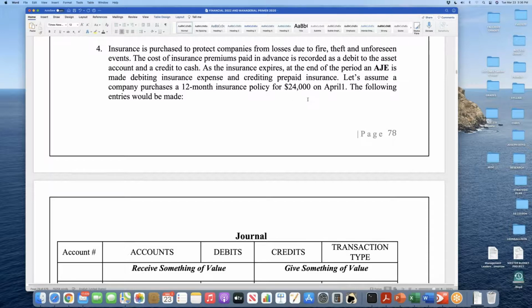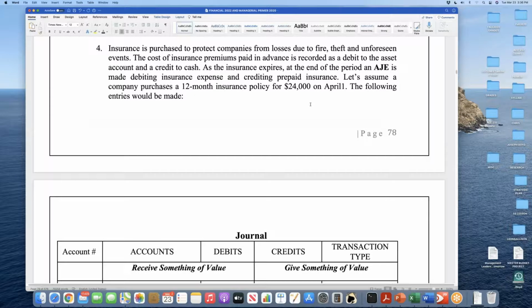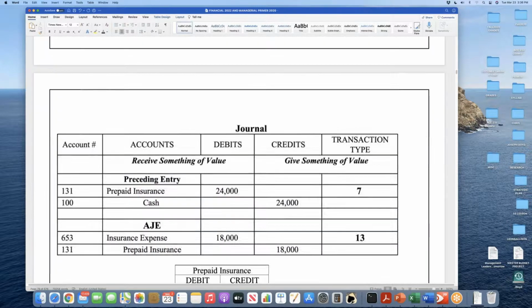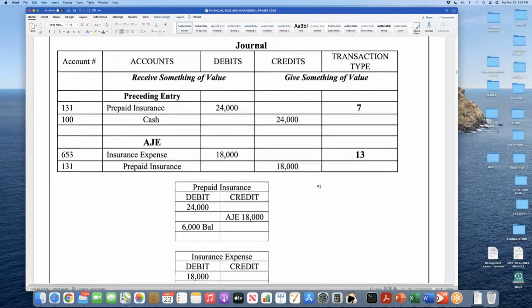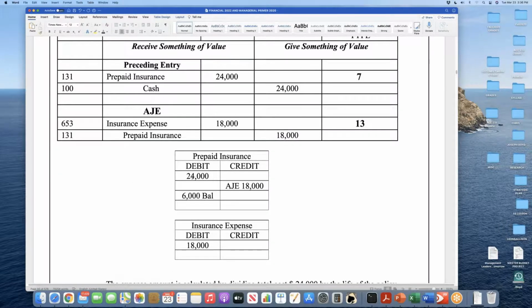So how much of the insurance has expired? It was at the rate of 2,000. 18,000. Thank you. So all you do, you debit insurance expense, credit prepaid insurance, 18,000. So you had 24,000 in the account. 18,000 expires. You got 6 at the end. So here, the asset is going away by time. With supplies, it was usage. Here is time with a set amount going each period.